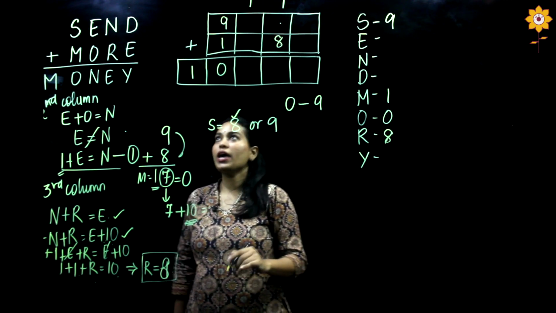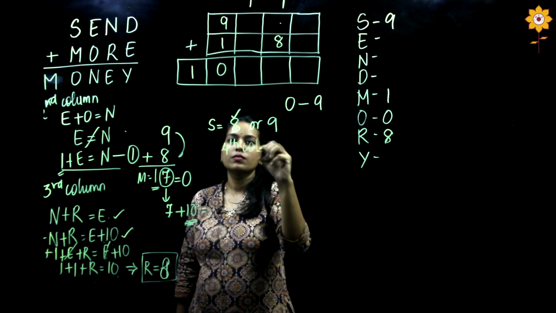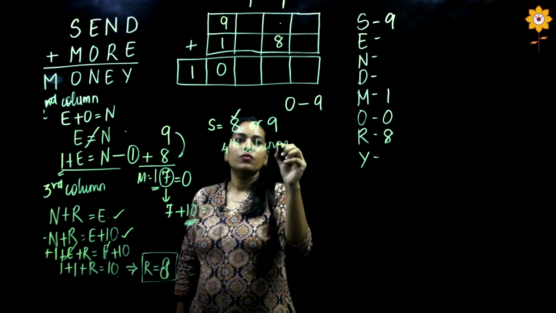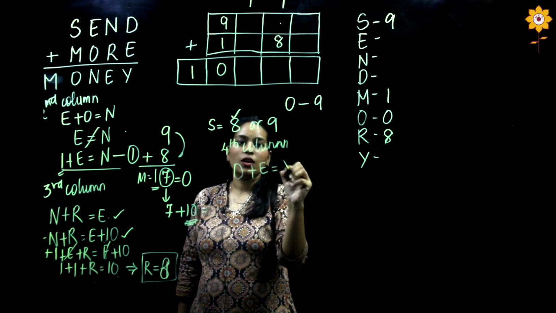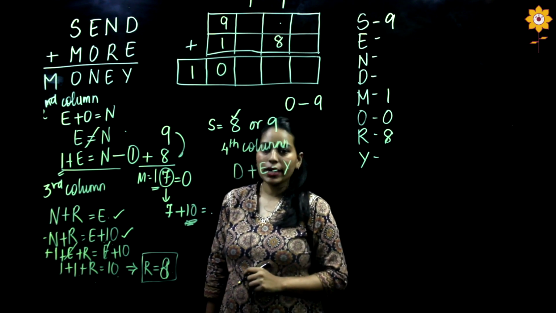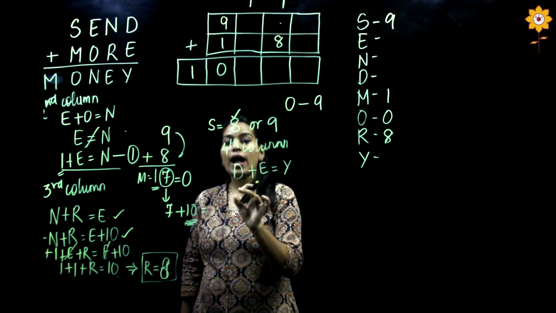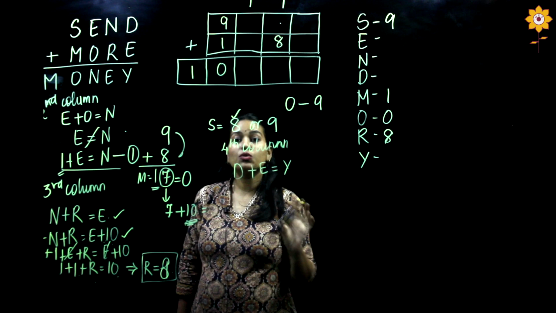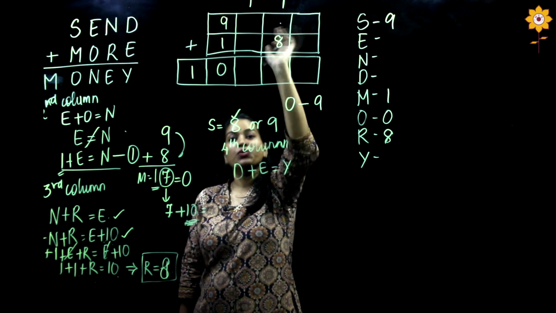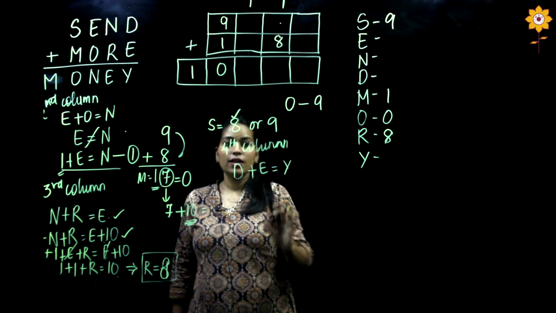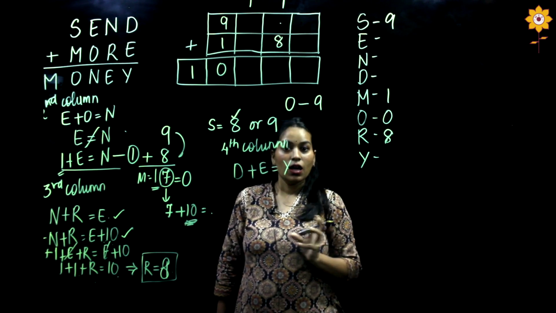Now next, what do we have? We have the fourth column, which is d plus e is equal to y, right? Now what do we know here is that when you add these two numbers, y has to be a 2-digit number only, because it is generating a carry which is given here to the column beside it, right? So we have to see that d and e is definitely a value which is giving a 2-digit number.